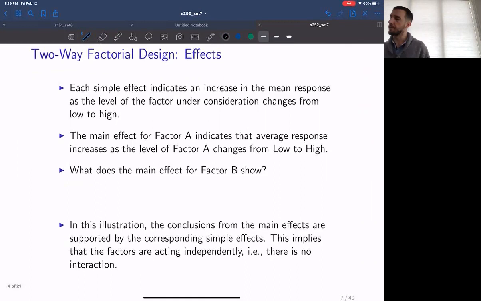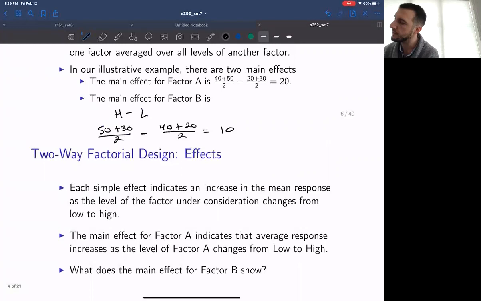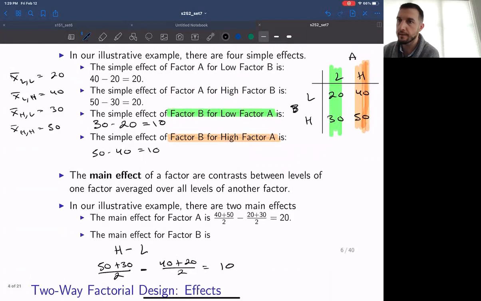Okay, so if we were to interpret these values, the simple effect indicates a change, which can either be positive or negative, in the mean response across levels of one factor while holding fixed at the level of another. So for example, when we look at the simple effects in this illustration, every simple effect is positive, right? So we always went high minus low. So given that all simple effects are written as high minus low, the simple effect is showing an increase in every single situation. Because all of the simple effects are positive, we are seeing an increase in mean response as we shift from low to high level.